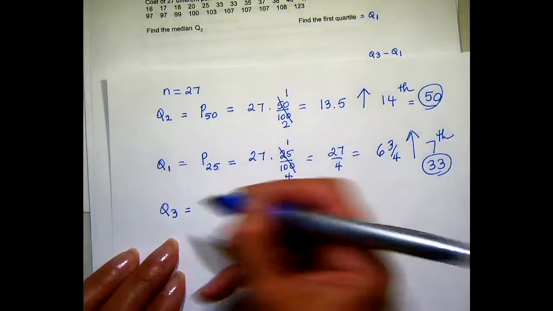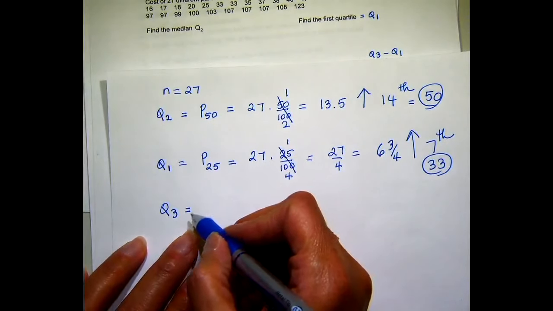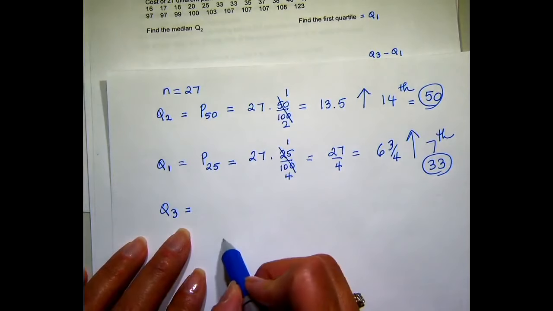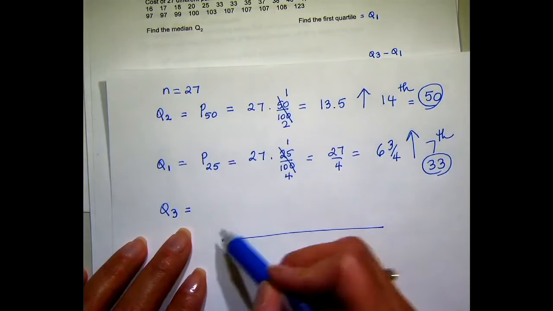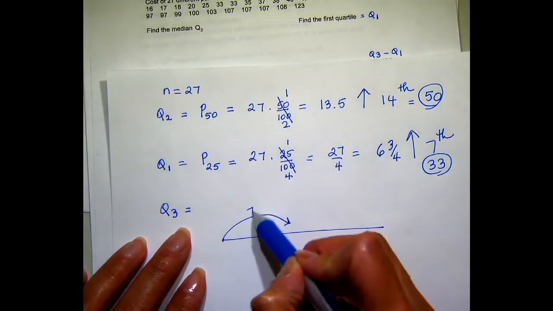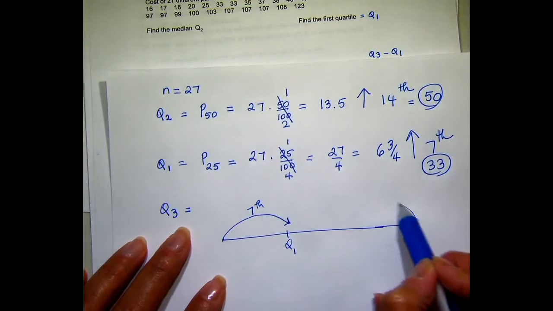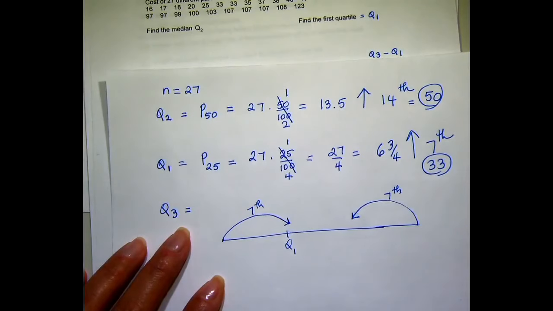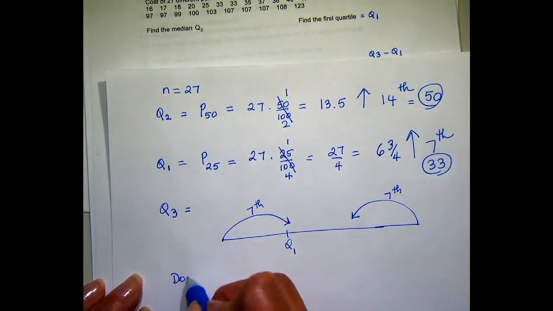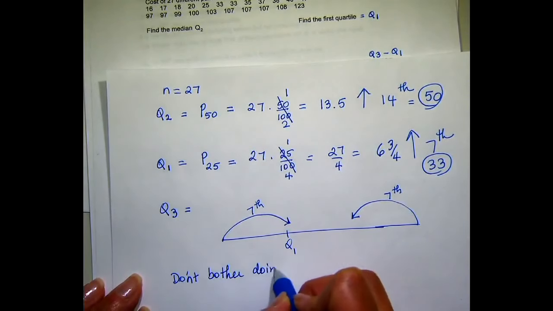Q3. I don't really have to find Q3 because I've found Q1, and because Q1 is the 7th one from this end of the data set, Q3 will be the 7th one from the back end of the data set. So I don't have to start from scratch. I don't have to do this. Don't bother doing this.